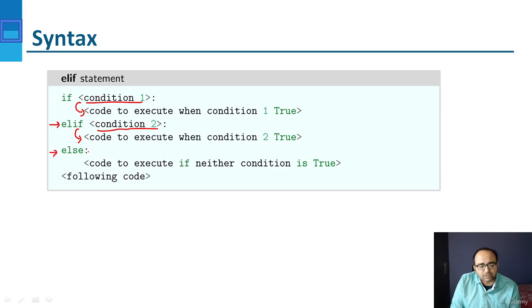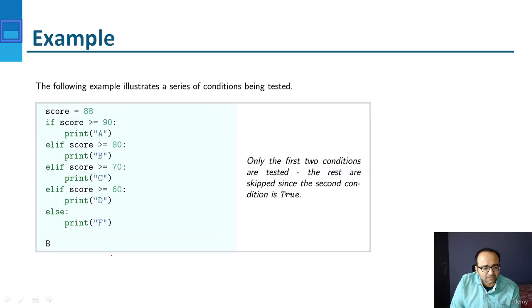Okay. Suppose this condition is also evaluated to false, then control is transferred to the else block, and inside this else block we are not going to write any condition, so control directly transfers inside the else block and executes the statements inside it. Okay, so this is the structure of the Elif statement, and this is the code which is followed by this entire construct. Okay, now let's see this example.